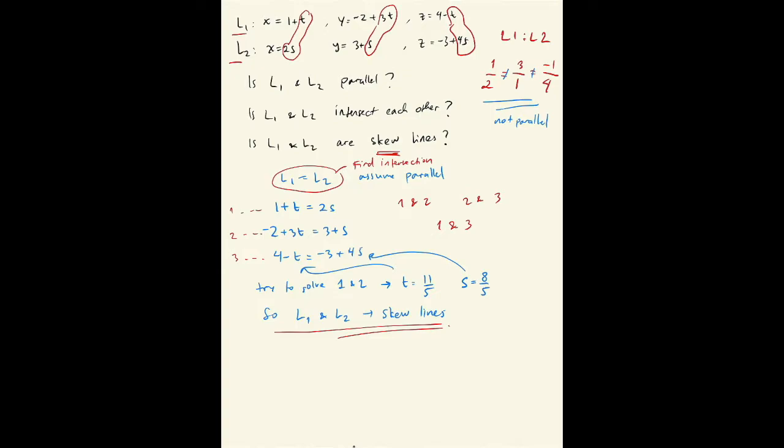But you can jump, okay, you can jump the parallel sections, go directly to the intersection. If it is not intersect, then probably it's not parallel. Okay. If it's just asking, is it a skew, then you can go directly to find the intersection. If you cannot find the intersection, then it's skew lines.